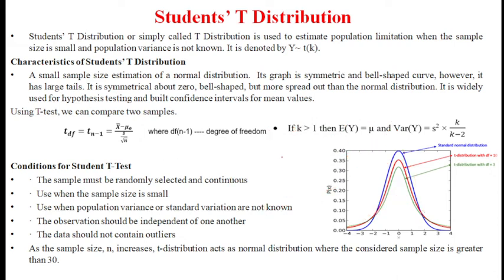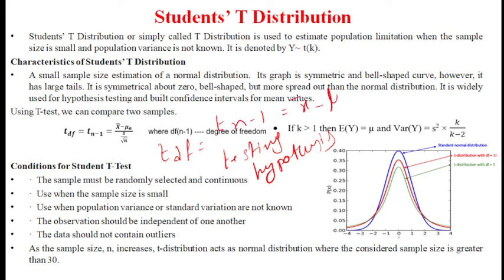It will be helpful for testing the hypothesis. Note down this point: testing hypothesis. What is the formula for this student t-distribution? T with n minus 1 degrees of freedom is equal to x bar minus mu naught divided by the standard deviation s by root n, where the degree of freedom is n minus 1.